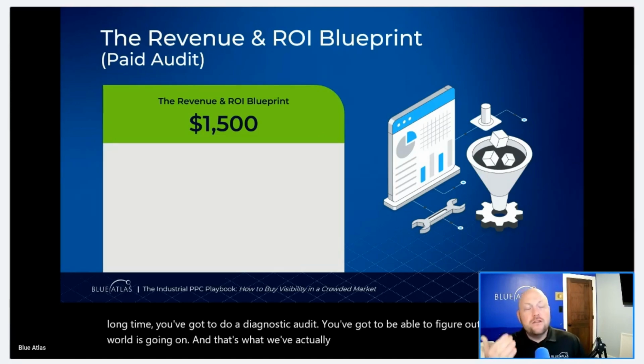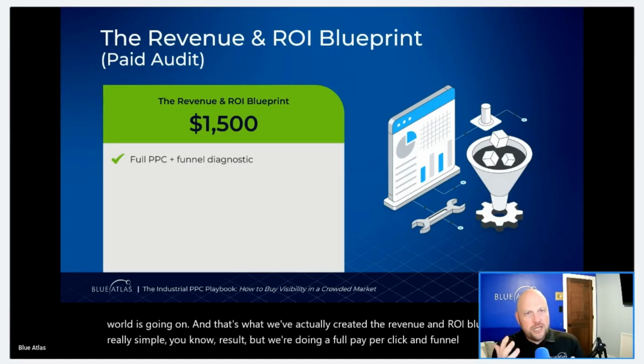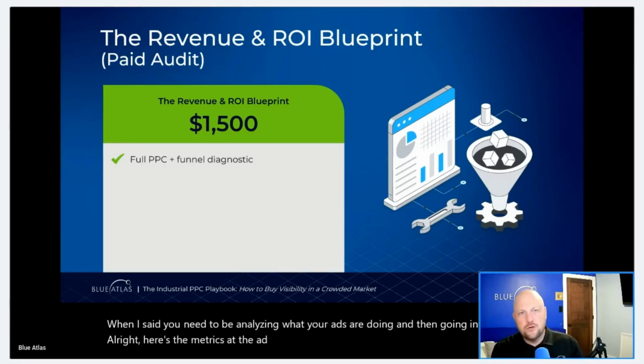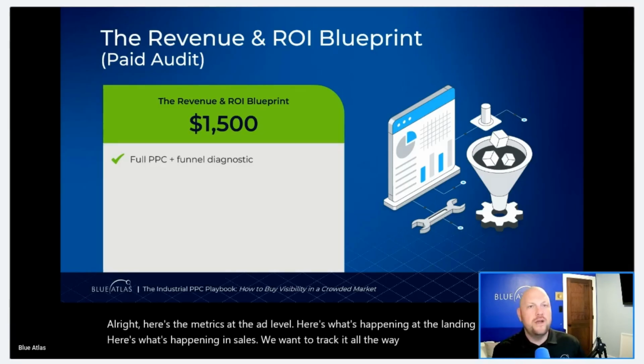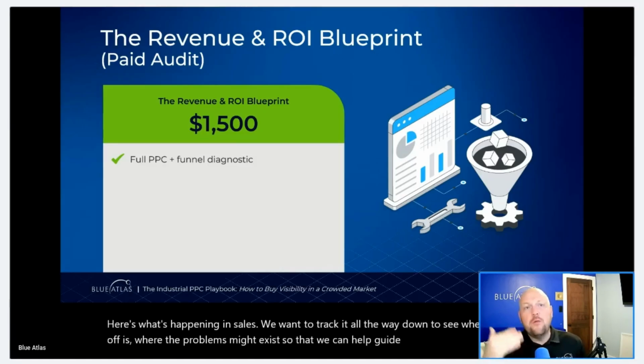And that's why we've created the Revenue and ROI Blueprint. It's a really simple result, but we're doing a full pay-per-click and funnel diagnostic. When I said you need to be analyzing what your ads are doing, it's: here are the metrics at the ad level, here's what's happening at the landing page level, here's what's happening in sales. We want to track it all the way down to see where the drop-off is, where the problems might exist, so that we can help guide you in what you need to do next.